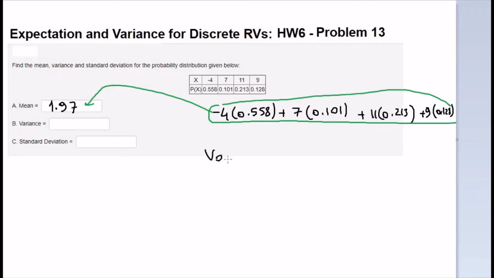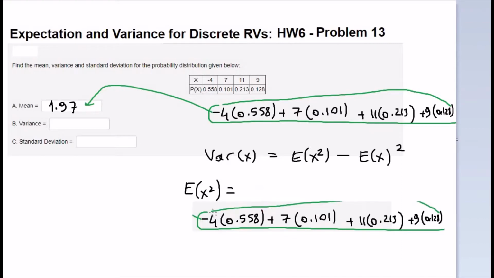Variance by definition is the expectation of x squared minus the quantity expectation of x, squared. So we need to compute the expectation of x squared. And the expectation of x squared is exactly the same, with the squared forms. And this value will give us 50.018.